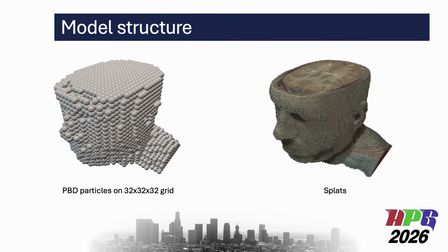Here's what the model looks like starting at the particle level. These particles are also our collision primitives. We found a good level of model flexibility with a 32 by 32 by 32 particle grid. On the right is our splat resolution, which might seem low, and it is, but we're going to interpolate at render time, which is also easy because everything lies on a grid.